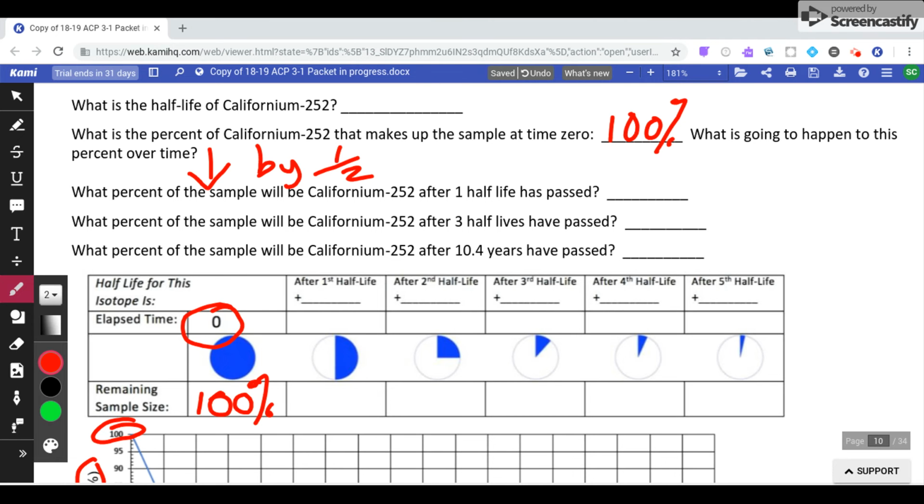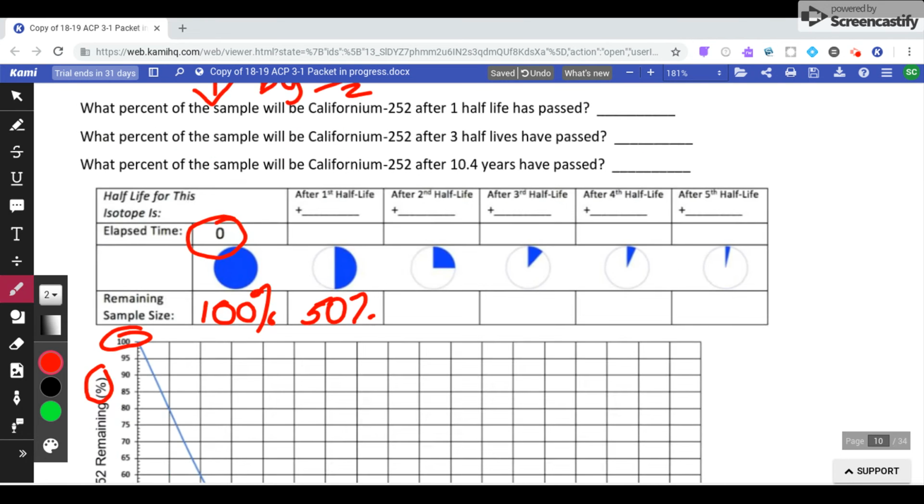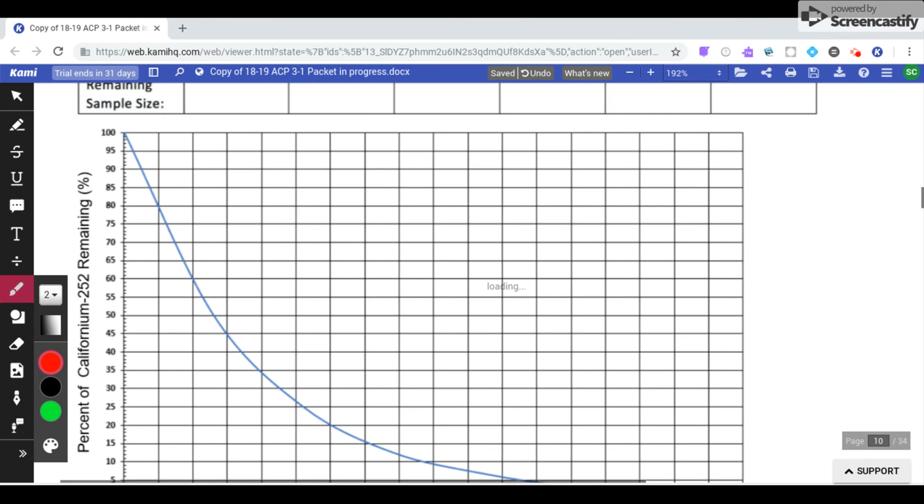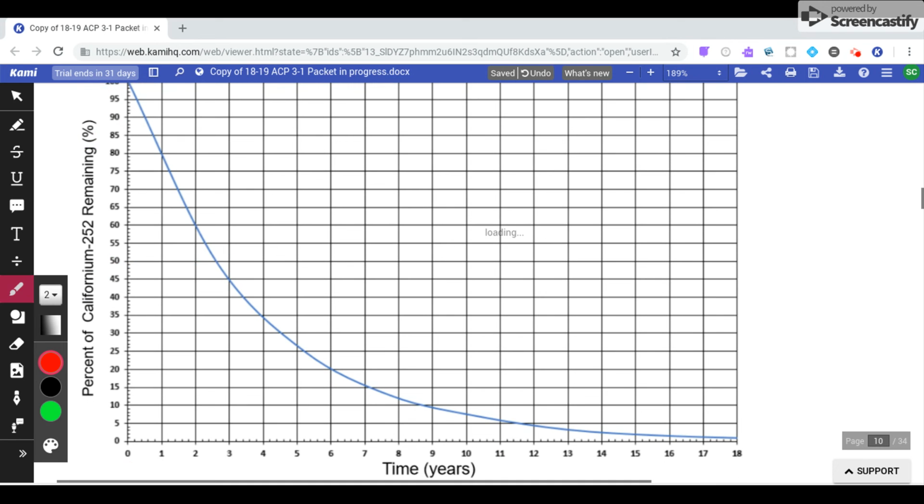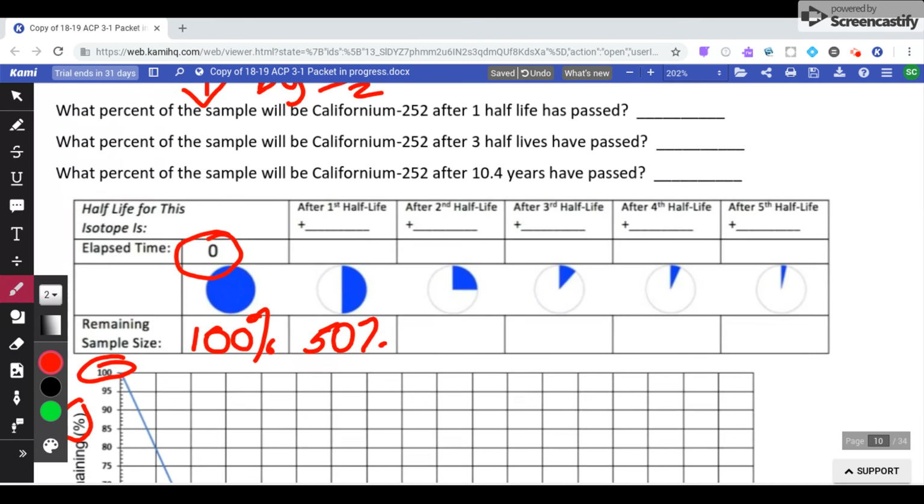So let's start filling in this little chart here. We know that if we start with 100% and a half-life passes, we're going to have 50%. So let's now look at the graph and figure out how long it took to get to 50% for this particular isotope. So there's our 100%. Here's 50. Go over, over, over, and there you are. Now all you have to do is look down, and maybe it's slightly more than halfway. We're going to make a judgment call here and say it's about 2.6 years. Remember, the previous example was 8 days. This is 2.6 years. So this takes longer for this stuff to decay.